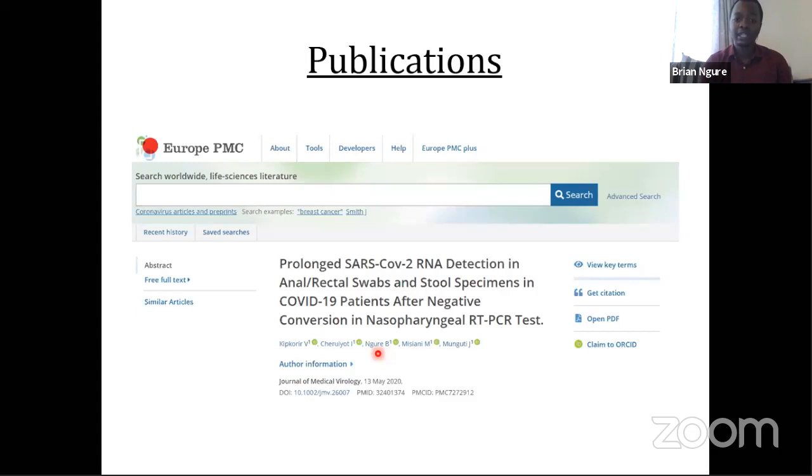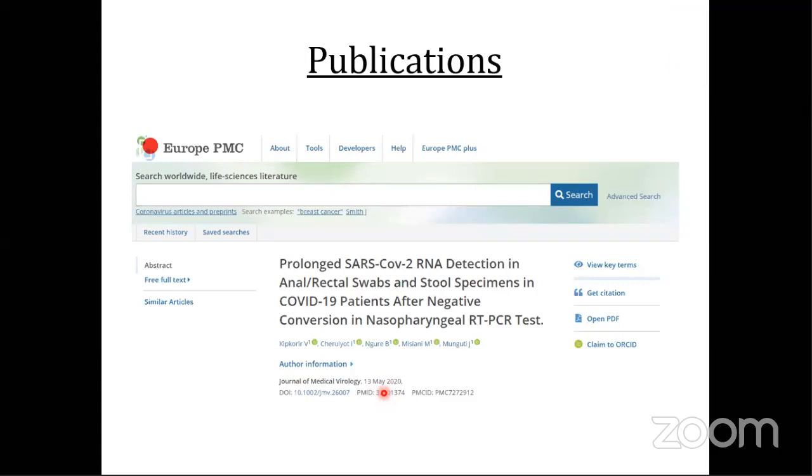you'd still be shedding virus. And this was published on 13th of May, I think 2020. This was one of my recent publications.